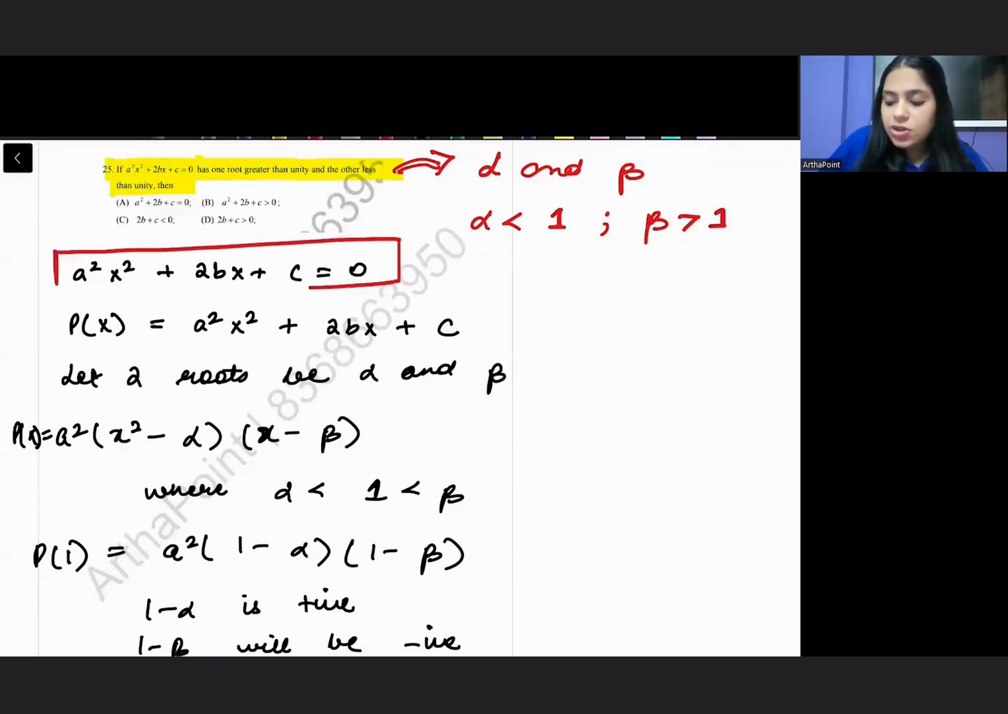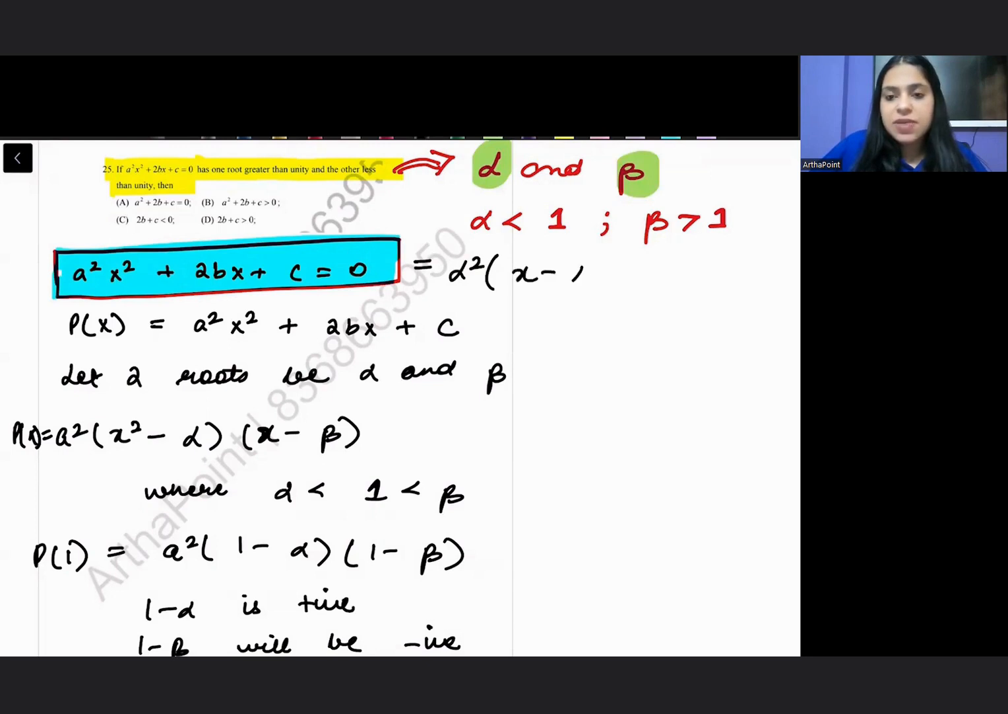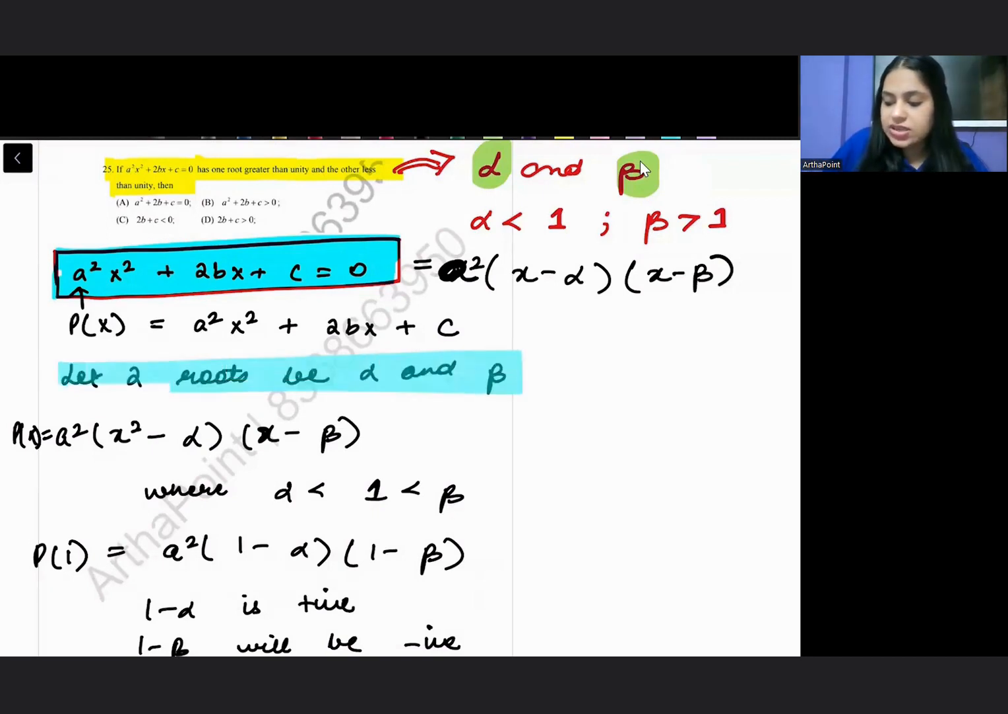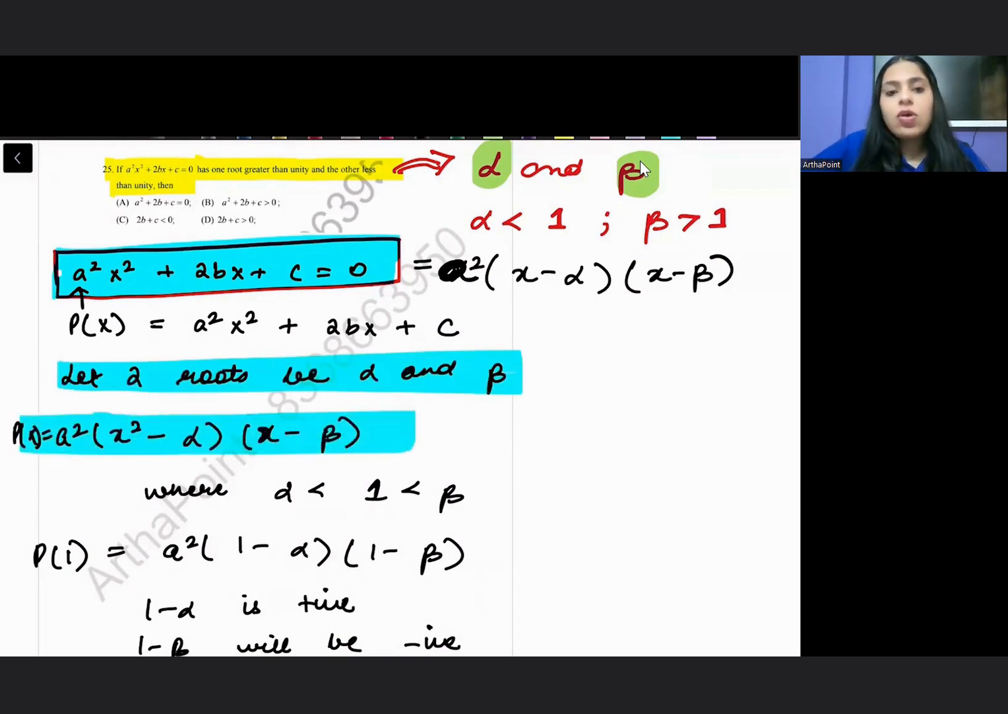Now this polynomial a squared x squared plus 2bx plus c can be rewritten. Because alpha and beta are the 2 roots of this polynomial, I can rewrite it as a squared times (x minus alpha) into (x minus beta). I have written it like this now, right? These are my 2 roots, alpha and beta. Now what I want to do is check the value of this polynomial at x equal to 1.